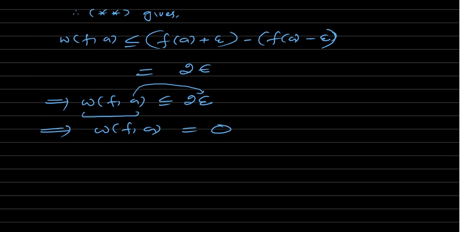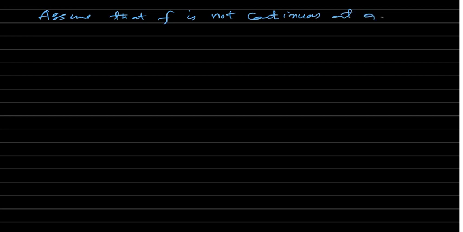Now let's prove its converse part. Now we assume that f is not continuous at a. By continuity we mean that for each epsilon positive I can find a delta, that is, some interval, such that whenever x is in that interval, |f(x) minus f(a)| is less than epsilon.